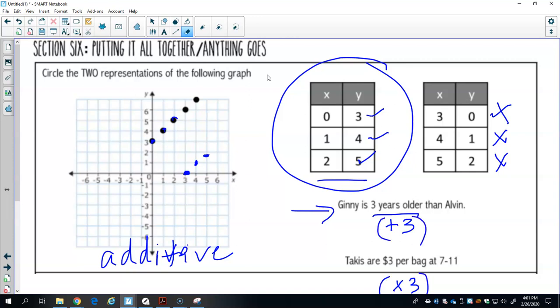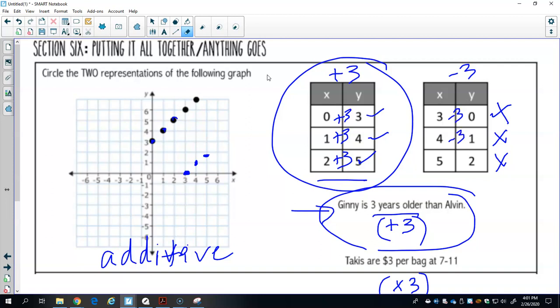So what we're going to do here is figure out which table matches that relationship. Because we already know the table, we're going to look over at the first one, and you can see that the first one is a +3, right? Because 0 + 3 is 3, 1 + 3 is 4, 2 + 3 is 5, so that one's going to work. This one here is a -3 relationship. 3 - 3 is 0, 4 - 3 is 1, and 5 - 3 is 2. So you should have selected the table by looking at the coordinates here, and then the scenario.